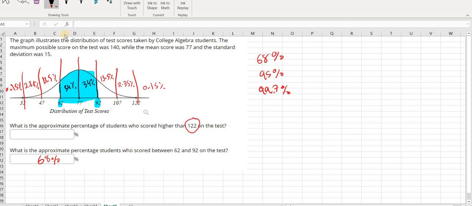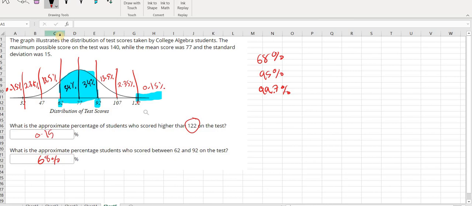Let's answer this question. So what is the approximate percentage of students who scored higher than 122? This is the area higher than 122, it's anything above 122. And according to the empirical rule, this is basically 0.15%. So 0.15% is the answer for the first part.